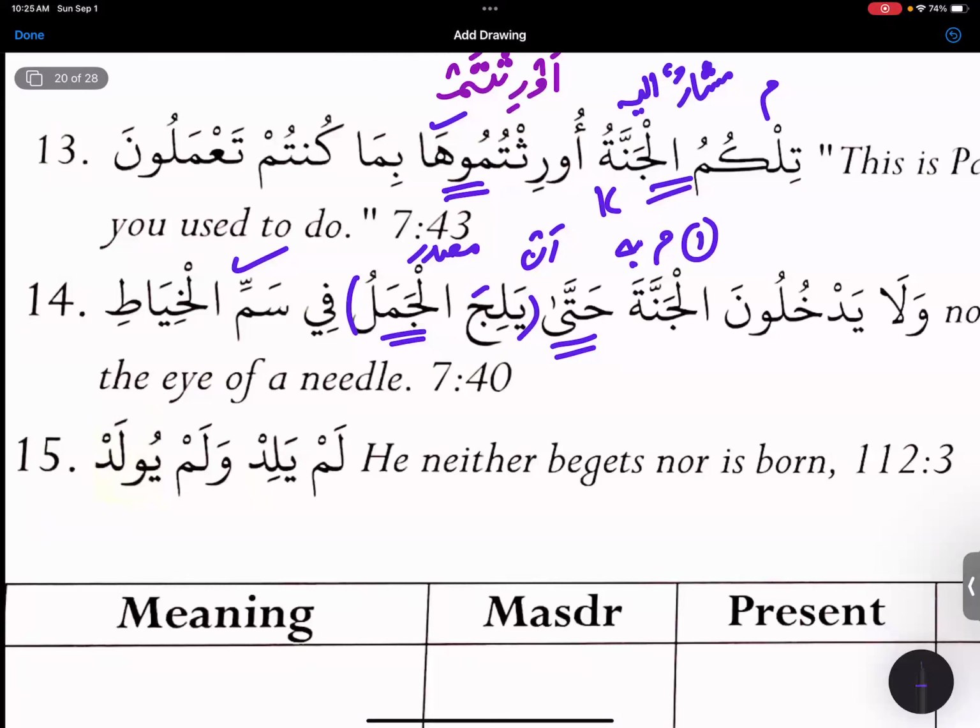So after hatta, the grammarians say there is actually a hidden an over there, and that is the one making this yaliju into yalija, mudari mansub. Because of this an, now this yalijal jamalu, which is a fail and a file of it, basically they are not fail, rather we are going to treat them as an ism. Okay, so they are masdar muawwal.